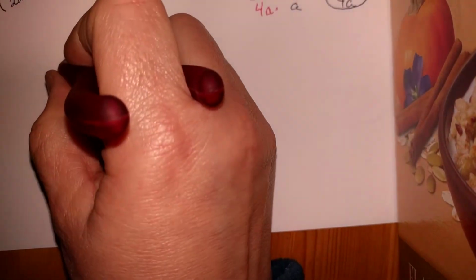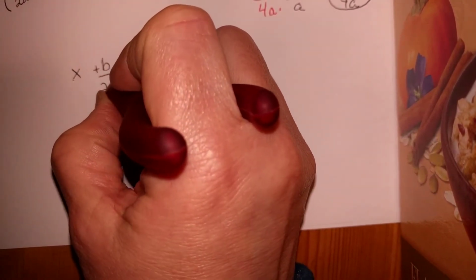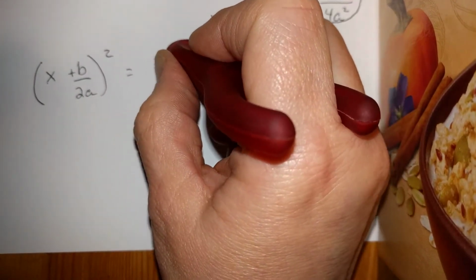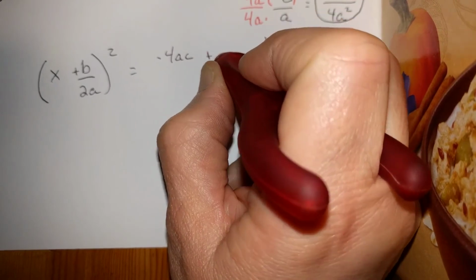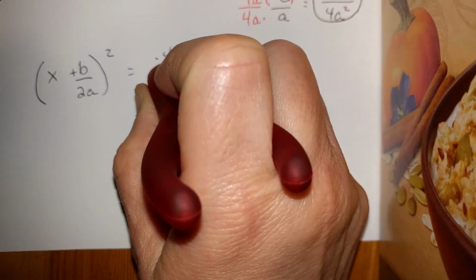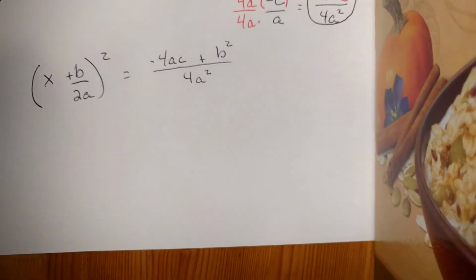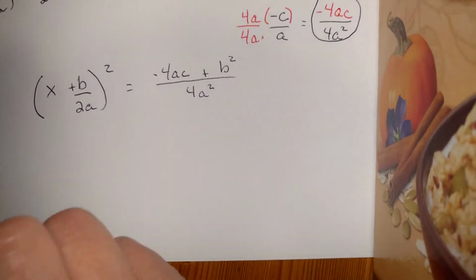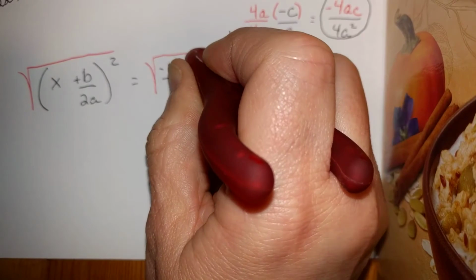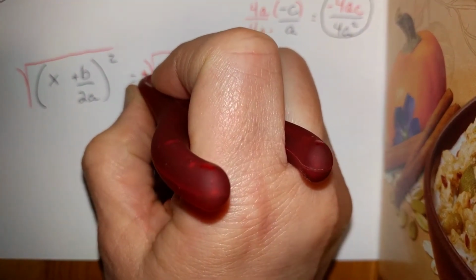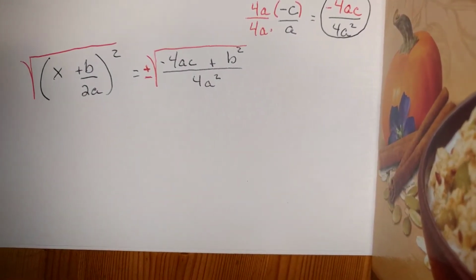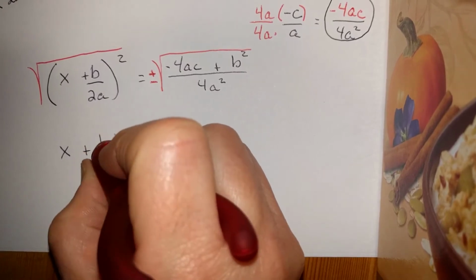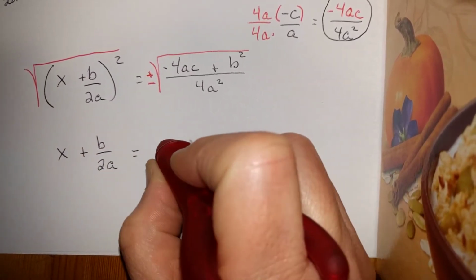Now I can substitute this back in up here, and I'm going to have x plus b over 2a all squared. That's the perfect square I made earlier, and that's going to equal negative 4ac plus b squared all over 4a squared. Looks a little neater. Now I'm going to extract roots, which means I'm going to take the square root of both sides. When I take the square root of this side without the variables, I have to take the plus or minus, because of course a negative squared is going to result in a positive. This will give me x plus b over 2a equals plus or minus.